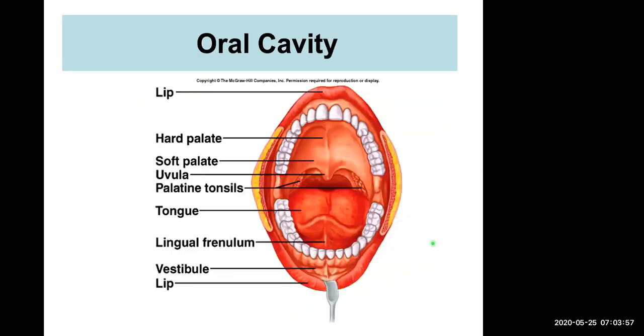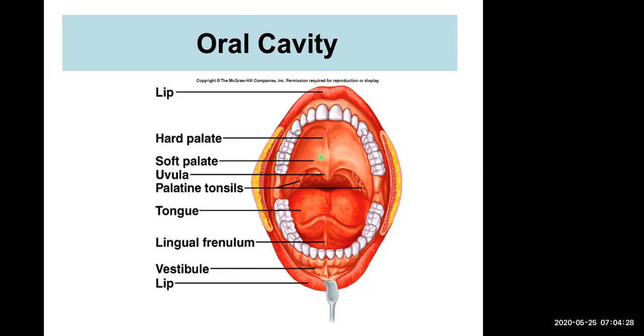So let's begin at the beginning of our GI tract, the oral cavity. So the oral cavity is where we find our teeth. It's where we find the lips, and the tongue with its taste buds. Up at the roof portion, we have the hard palate, which is a hard structure that keeps the food in. It provides support for the roof of the mouth.